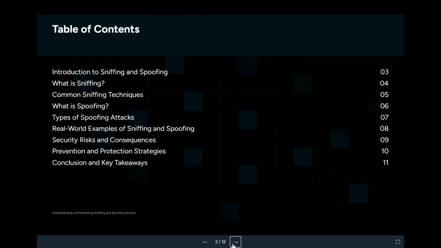Here's how we are going to move forward with the presentation. First, I'll introduce what sniffing and spoofing actually mean. Then we'll look at common techniques, the real world examples, the risk involved, and finally, we'll talk about the prevention and the key takeaways. We'll also end with a short practical demo of traffic analysis.